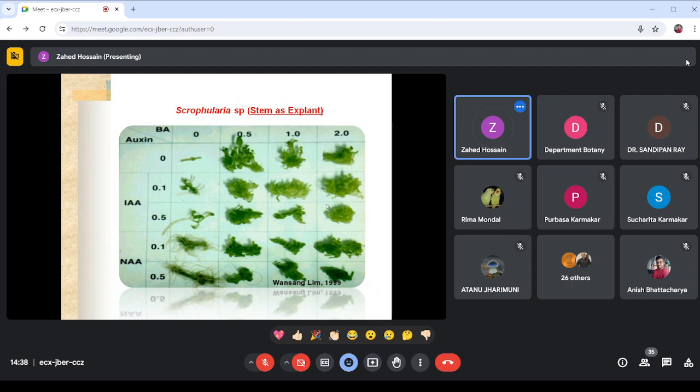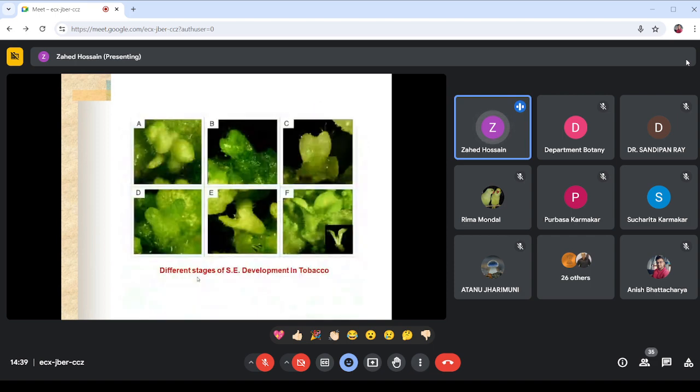So this is the same scheme. Here it is in the case of Scrophularia. You can find that once you increase the BAP, that means cytokinin, there is an enhanced level of formation of the shoot buds. Whereas if you increase the auxin, here you find IAA or NAA, there would be a higher rate of root formation. But as I mentioned, this is not a hard and fast rule. If it is applicable to Scrophularia, it does not mean it will be applicable for rice or wheat or the like.